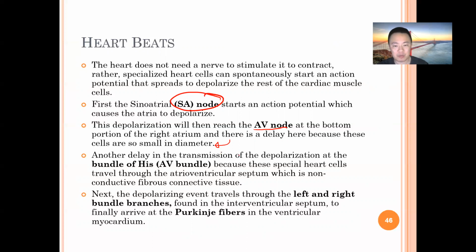Another delay in the transmission of depolarization is at the bundle of His, or the atrioventricular bundle, because these specialized cells travel through the atrioventricular septum, which is non-conductive, so they don't contract. Next, the depolarizing event travels through the left and right bundle branches found in the interventricular septum to finally arrive at the Purkinje fibers in the ventricular myocardium. And that's when the ventricles will eventually contract.